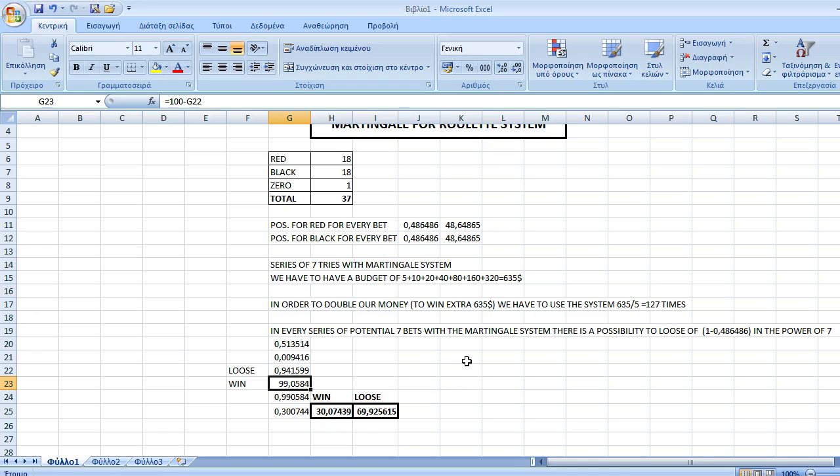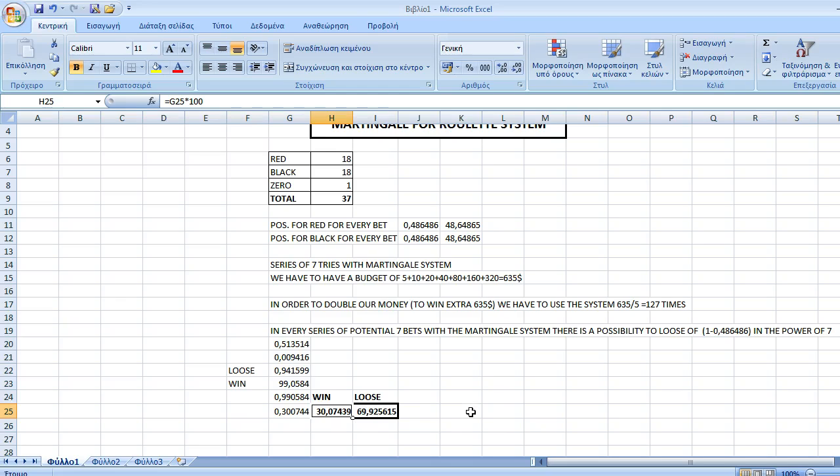The problem begins when we have to use the system 127 times in order to double our money. That means we have to put this probability in the power of 127 to see our probabilities after 127 times. So I put this probability in the power of 127, and guess the outcome, 0.3. That means we have 30% probability to double our money, and we have almost 70% probability to lose our money.